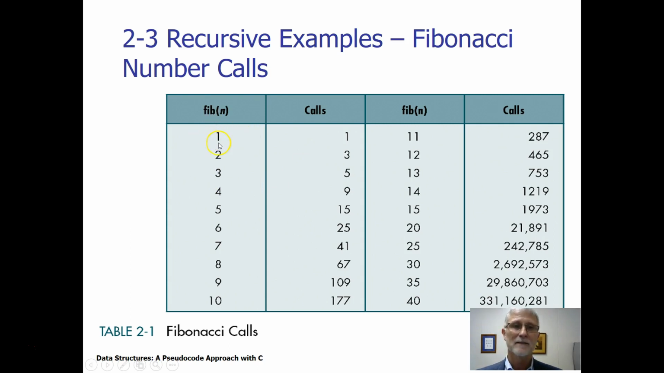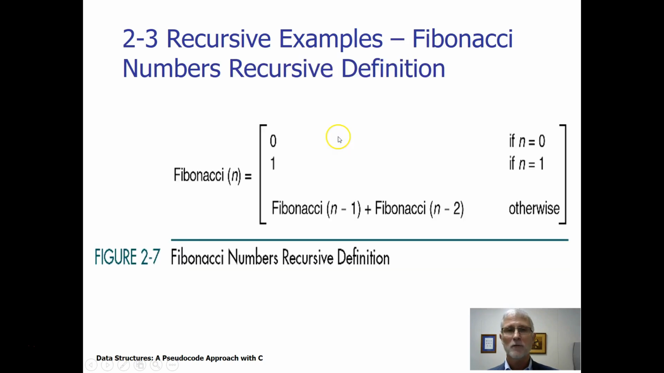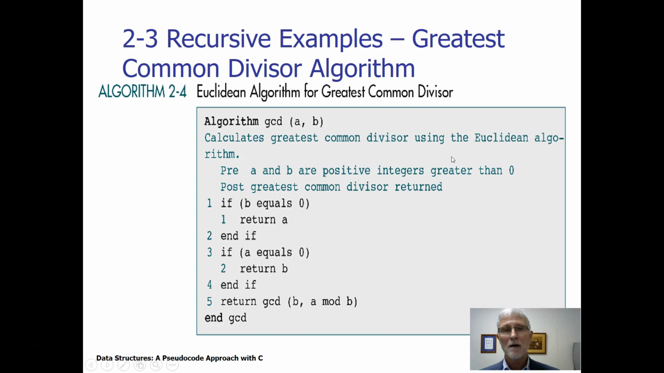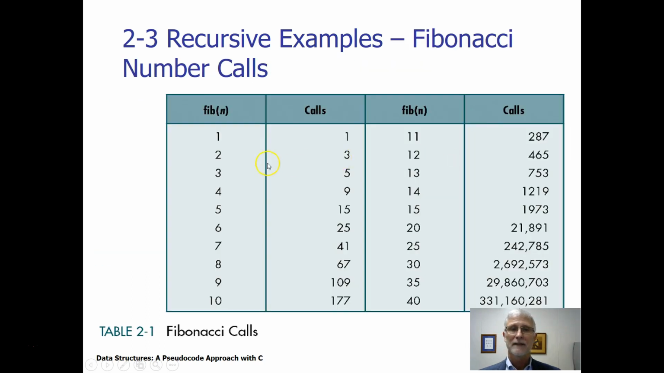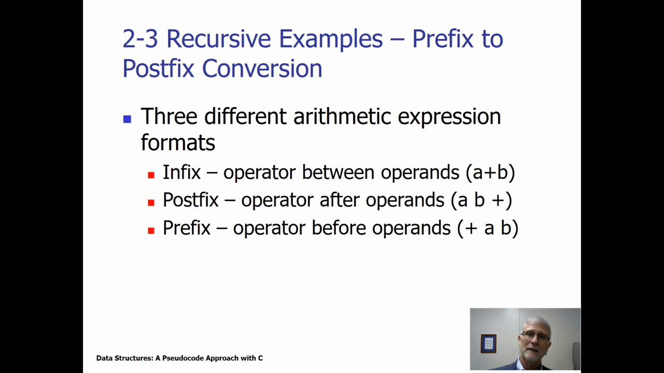If you put in Fibonacci just 1, I make 1 call. Why only 1 call? Because it's number 1, it's a base case, I solve the problem. If it's 2, I've got to make 3 calls. And you can tell it kind of keeps growing. It doesn't take long to get a very large number of calls.